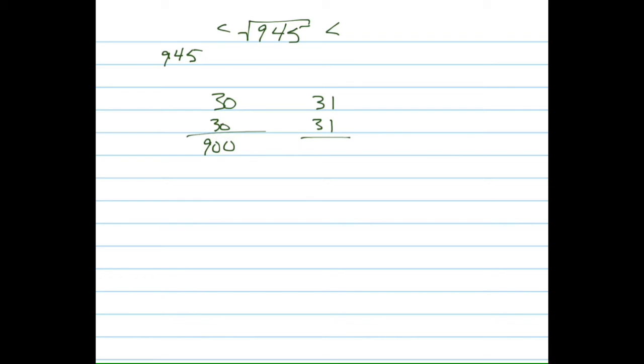Oh, don't use your calculator. Do it out by hand. What's that? It's not 931, no. 961. That's bigger than 945, right? So 945 is sandwiched between the two perfect squares, 900 and 961.